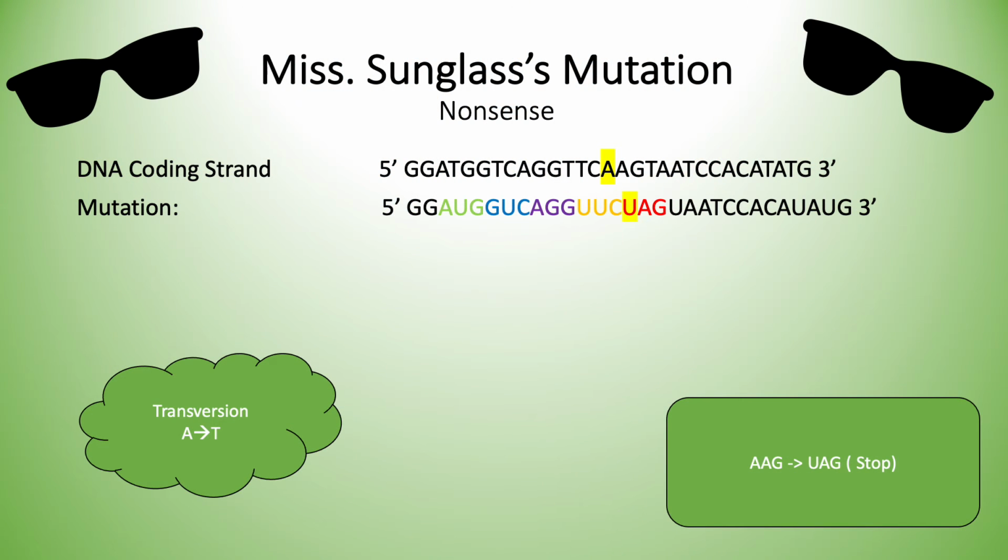The next character that underwent a point mutation was Miss Sunglass. Miss Sunglass's point mutation occurred in the fourth frame of the DNA coding strand. The first nucleotide originally was an A, but mutated into a T. This caused her resulting amino acids to change from AAG, or lysine, to UAG, which is a stop codon. This is called a nonsense mutation because the mutation caused the amino acid to change into a stop codon. Just like Mr. Sun, changing an A to T is a transversion because it's changing a purine into a pyrimidine.